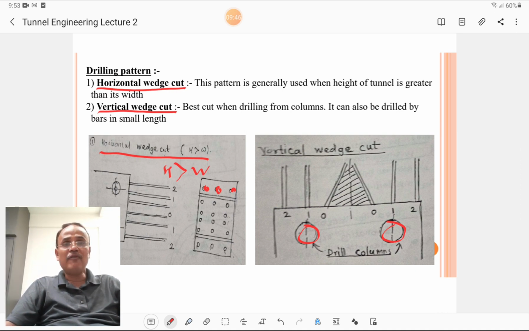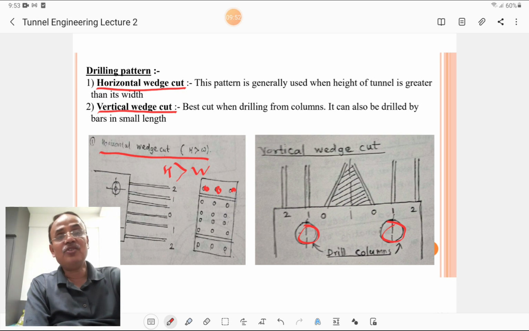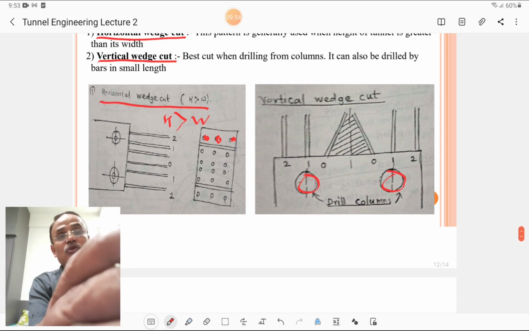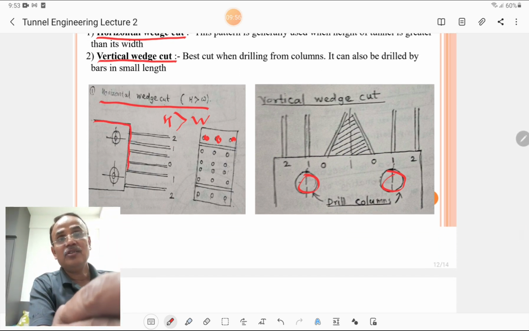First is the horizontal wedge cut. It is used when the height of the tunnel is more than its width. In such a situation, this horizontal wedge cut pattern is used for drilling. And these are the drilling patterns, drilling holes. These are the drilling holes.